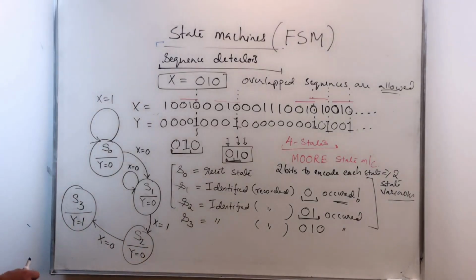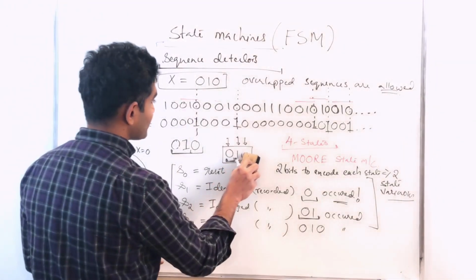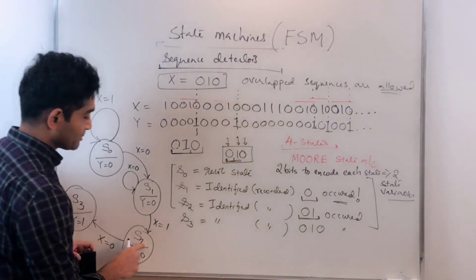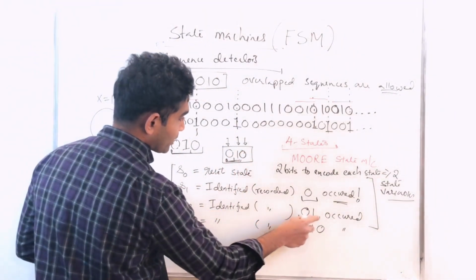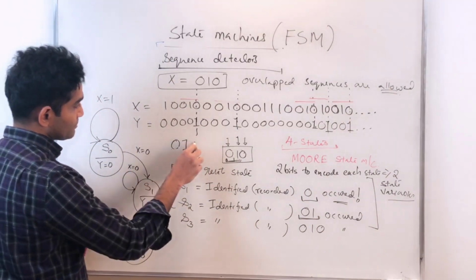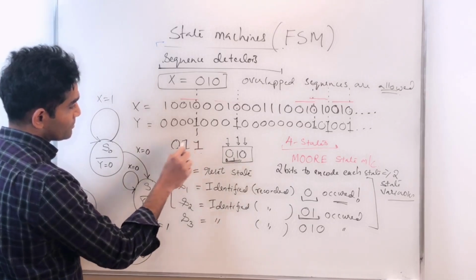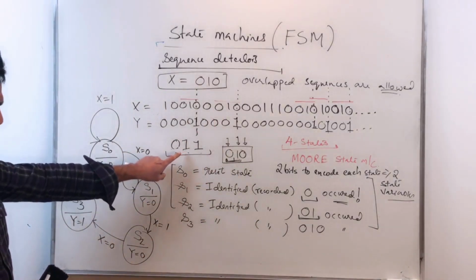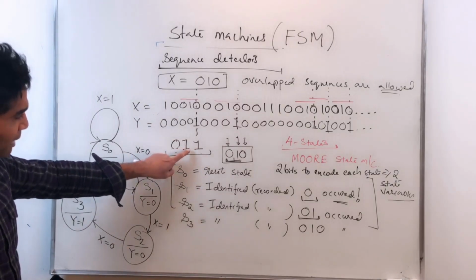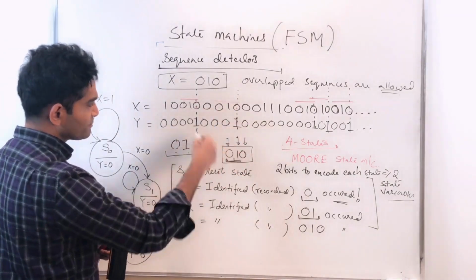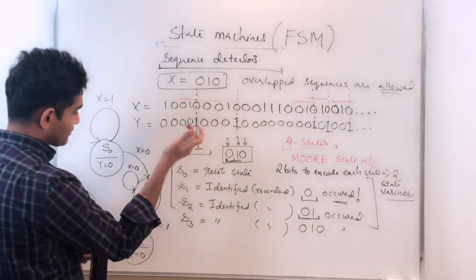What happens if I'm in the S2 state, which has identified that 0, 1 has occurred, and a 1 occurs in the input stream, 0, 1, 1? Now, I cannot have an overlapping sequence. This is not part of the sequence. So now I just reset. I have to reset and start looking for the next 0, right? It's not part of the sequence.